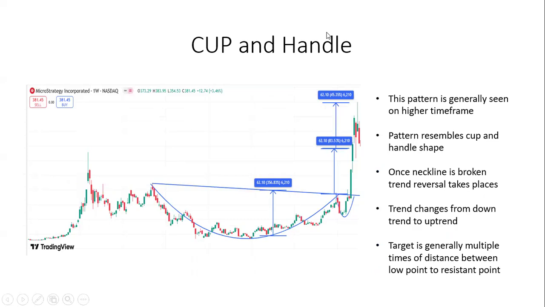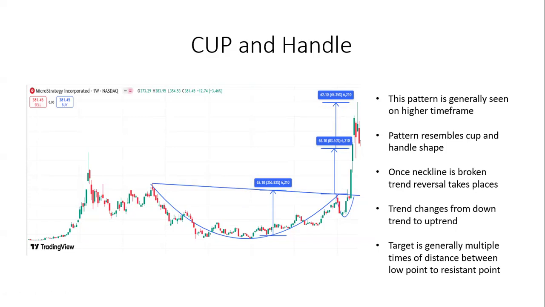Now the third pattern is the cup and handle pattern. What happens in this pattern is the market generally goes into a long duration of consolidation, and when it breaks that consolidation, it gives a very rapid and very fast move. Generally, targets are very high in this case, generally 3 to 5 times the distance from the resistance line to this bottom. These are generally the targets of the cup and handle.